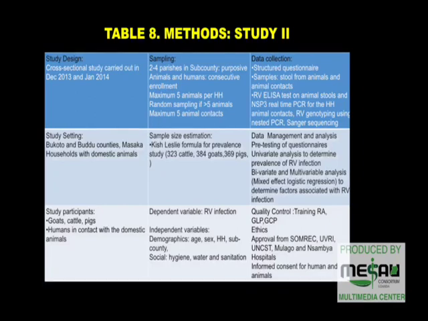Likewise, we did univariate and bivariate analysis on the population we studied, but for the animals, to understand the risk factors that we found at bivariate level, all the factors which had a p-value of 0.2 or less, or were biologically plausible, we took into our multivariable analysis, where we used mixed effect logistic regression, and we considered clustering at household and sub-county level. This study was also approved by various ethical committees.